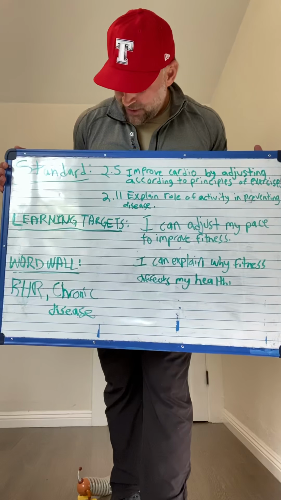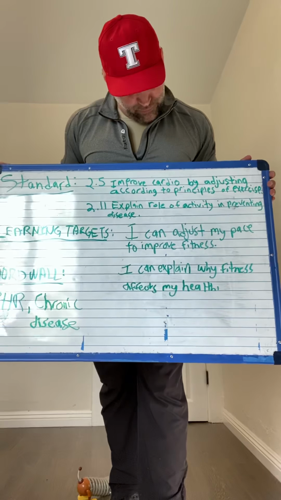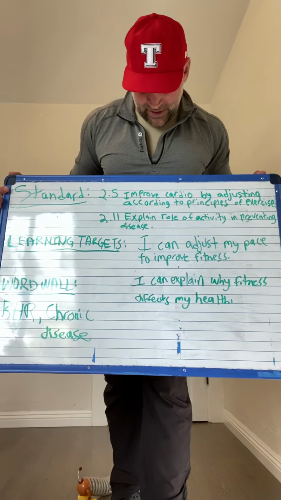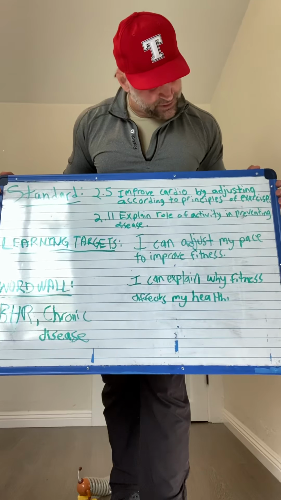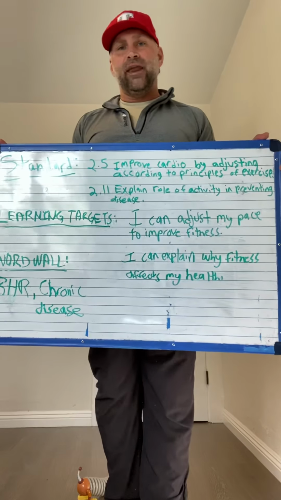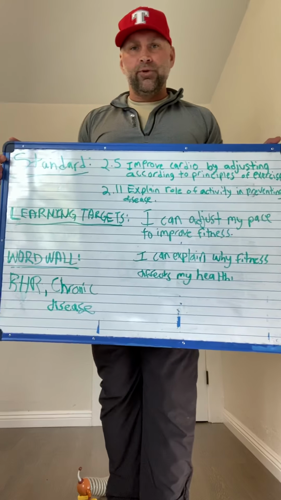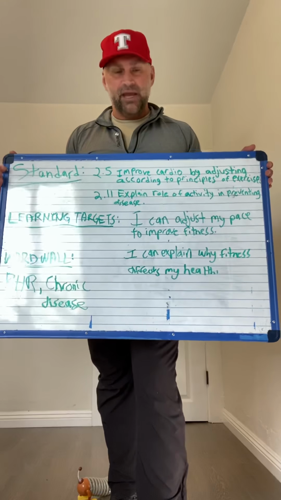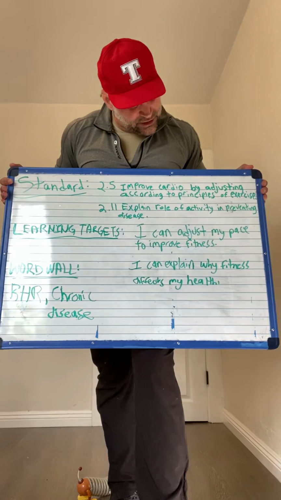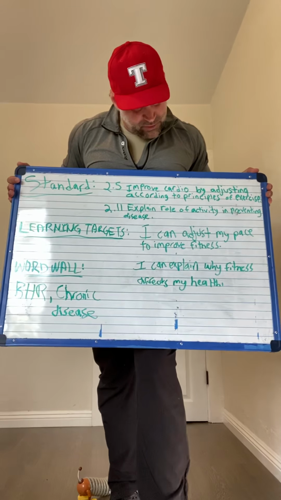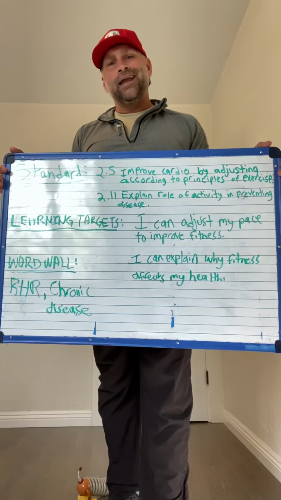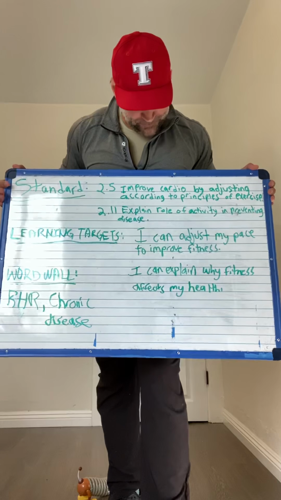So you'll see here the standard 2.5, improve cardio by adjusting according to principles of exercise. So I'm going to be talking about one of those principles today that'll help you improve your levels of fitness and be able to make adjustments. Next, learning target. I can adjust my pace to improve my fitness. So that's going to be the live in lesson one and a little activity for your PowerPoint at home.